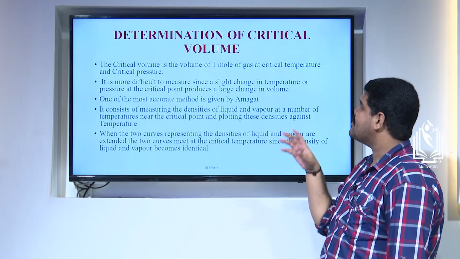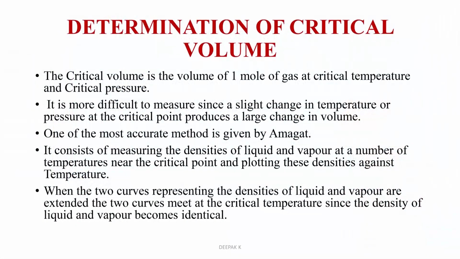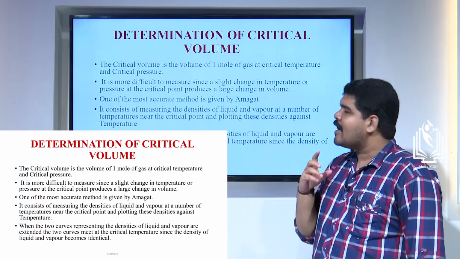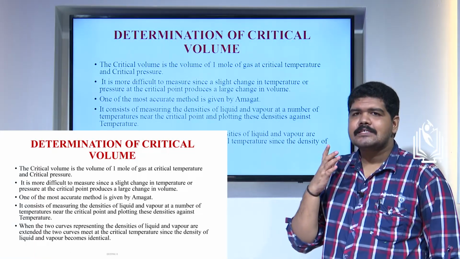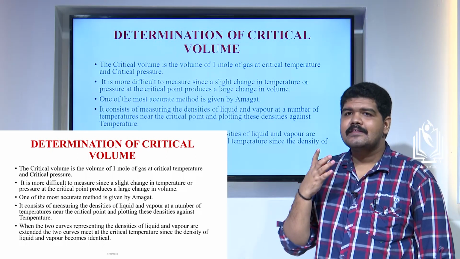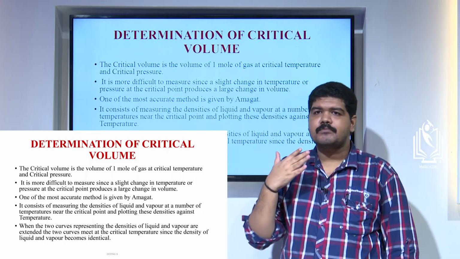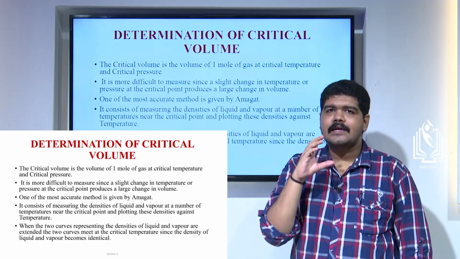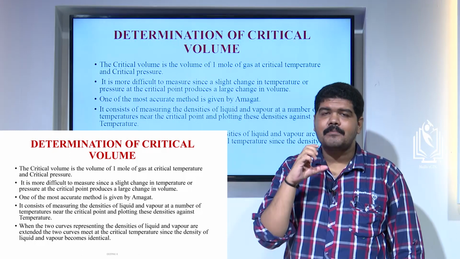Now, this is the determination of critical volume. Critical volume is actually the volume of 1 mole of a gas at its critical temperature and critical pressure. So, what is the problem in calculating the critical volume? You can't use any special apparatus for calculating the critical volume, just like critical temperature and pressure, because in the calculation of critical volume you should maintain the system at a critical temperature and pressure.